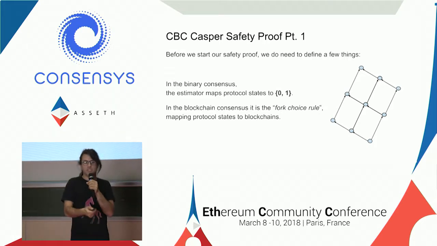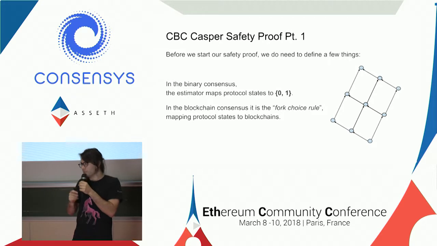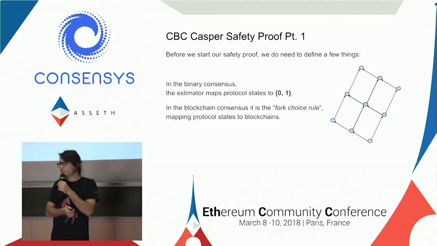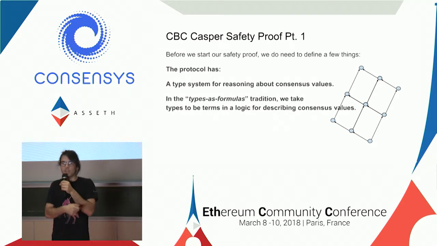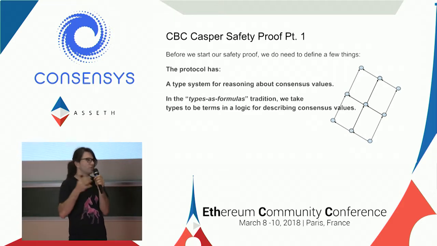So the estimator maps protocol states to values of the consensus, but they're not necessarily decisions. They're just estimates, right? They might be revised in the same way that a fork choice rule is.